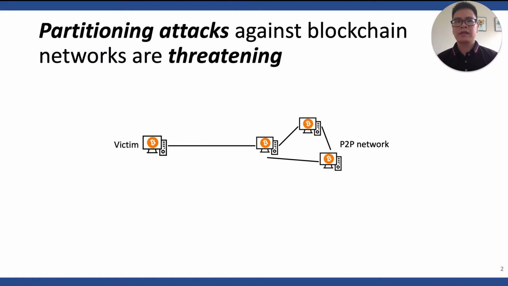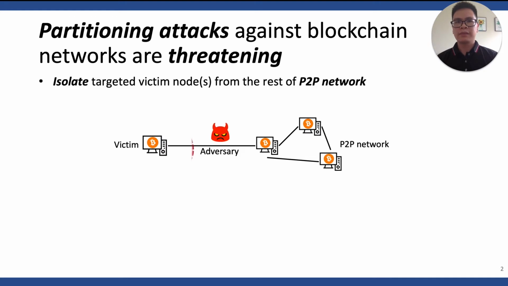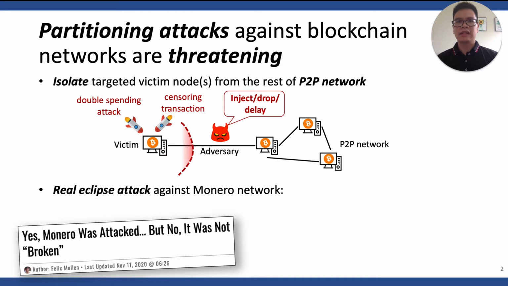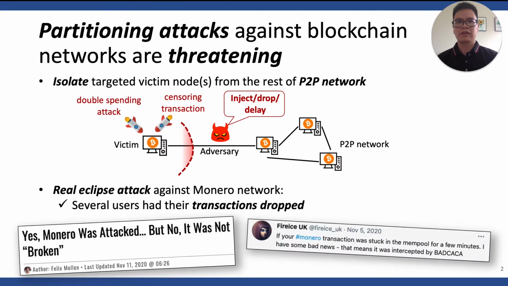When it comes to the security of blockchain networks, one of the most dangerous threats is partitioning attacks. In partitioning attacks, the adversaries isolate targeted victims from the rest of the peer-to-peer network. Once the victim is isolated, the adversary can arbitrarily inject, drop, or delay the communication between the victim and the peer-to-peer network, and launch several follow-up attacks against the victim, such as double spending attacks or censoring transactions. See what happened in 2020 in an Eclipse attack against Monero, a popular cryptocurrency, which dropped the transactions of several users.